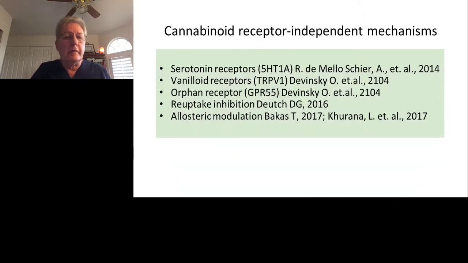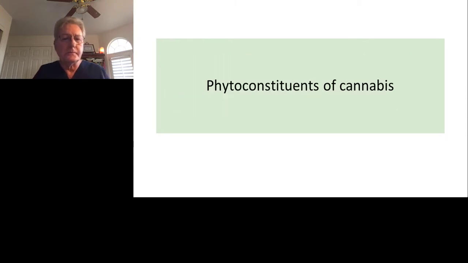Now, we have cannabinoid receptor dependent and cannabinoid receptor independent mechanisms that endocannabinoids as well as phytocannabinoids engage in. And this is a list of some of those receptors, and you can review it at your own leisure.